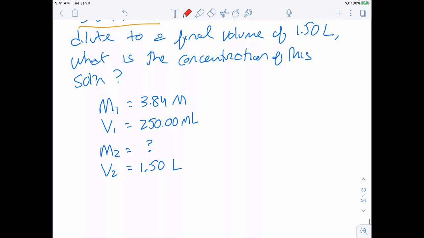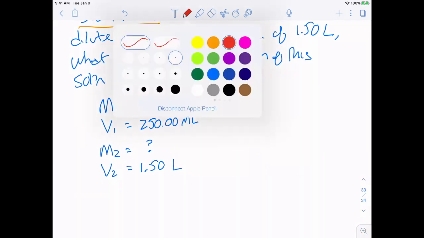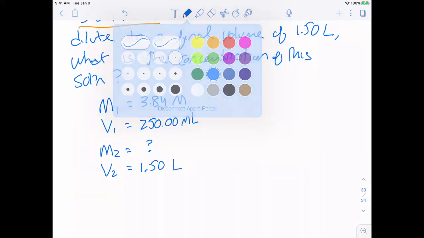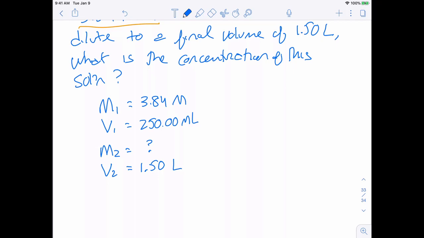So here, when I plug it in, those units have to be the same, otherwise they're not going to cancel. It doesn't matter what they are, it only matters that they're the same. So if I want to convert 250 milliliters to liters, that's fine. If I want to convert 1.50 liters to milliliters, that's also fine. It doesn't matter. They just have to be the same units. I'm going to convert my milliliters to liters, but again, if you want to do it the other way and then compare your answer to my answer, that would be cool. We should get the same thing.